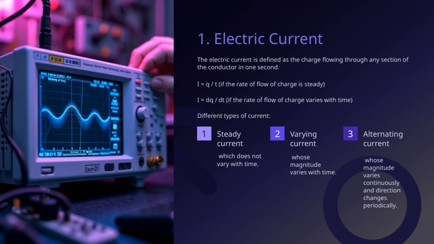To understand these differences mathematically, if the rate of flow of charge varies with time, we express current as I equals dq divided by dt, or the differential of charge over differential of time. But if the charge flows steadily, we can simply say the current equals the total charge divided by the total time, q over t. Most importantly, remember that the electric current is defined as the amount of charge that flows through any section of a conductor in 1 second. This measurement helps us understand how much electrical energy is transmitted through circuits over time.